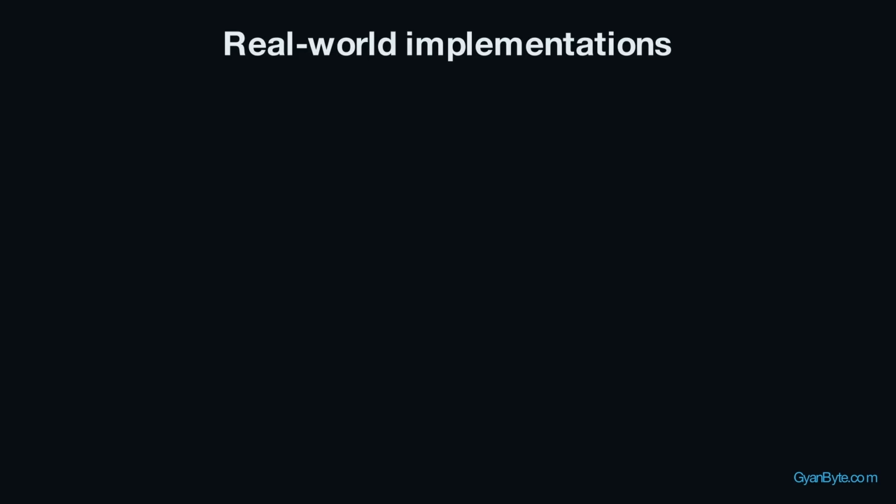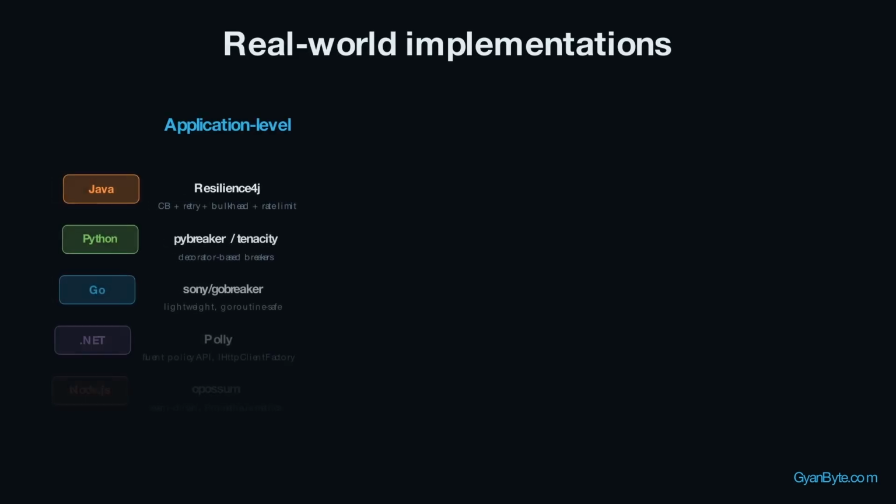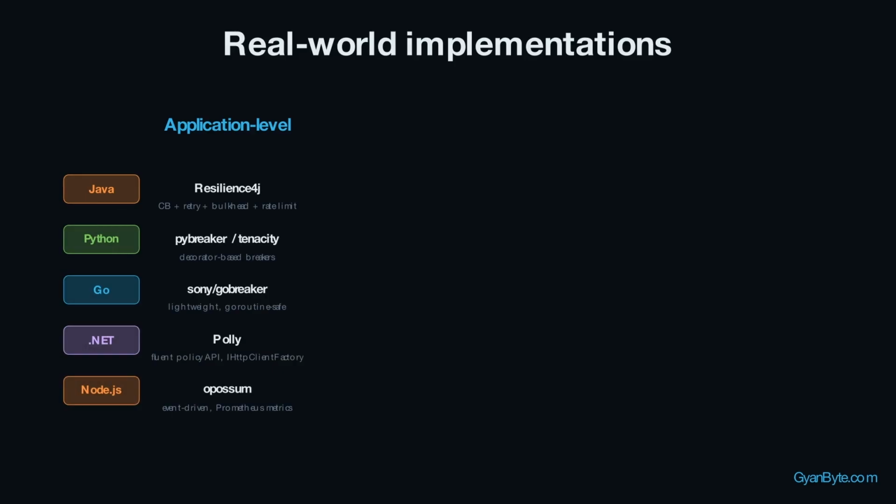You don't have to build a circuit breaker from scratch. Every major language and framework has battle-tested libraries. In Java, Resilience4J is the standard. In Python, PyBreaker and Tenacity are popular. In Go, Sony's GoBreaker. In .NET, Polly is the standard.